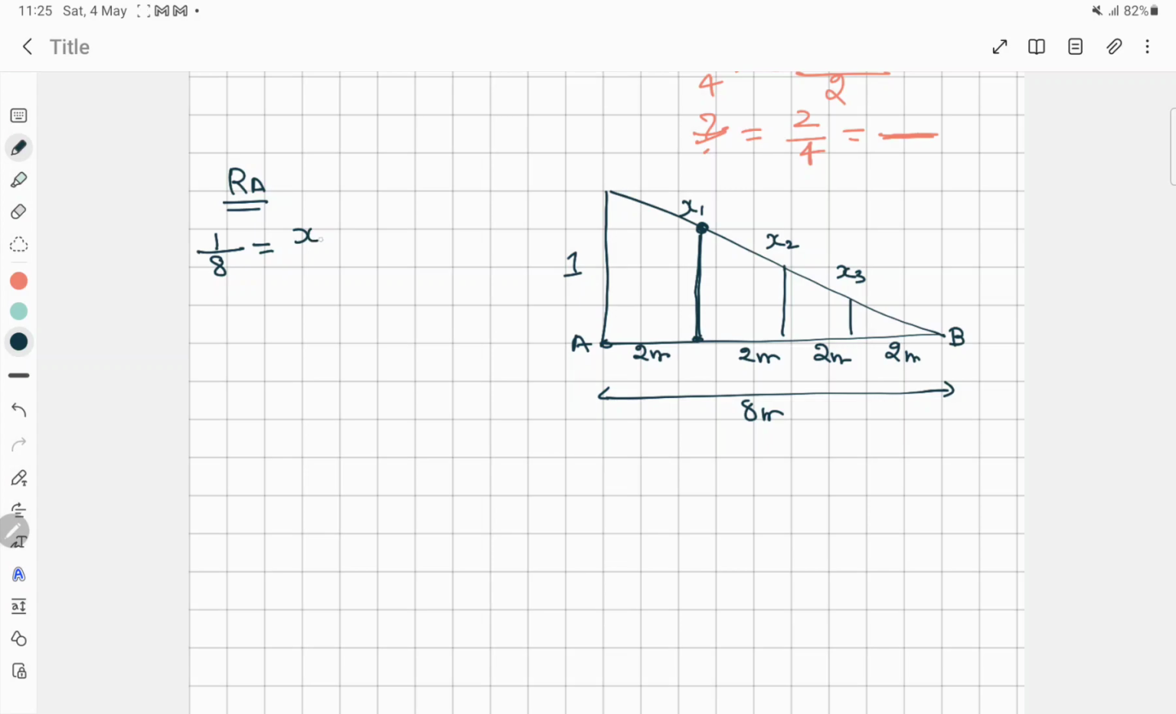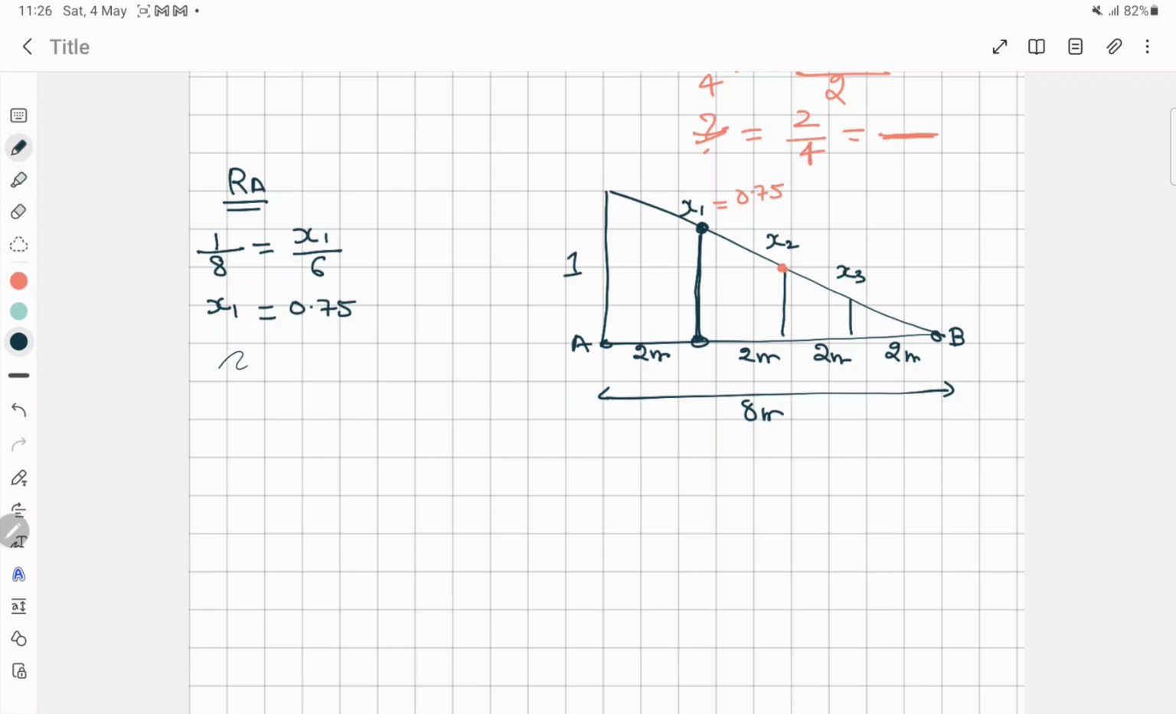This triangle is x1 divided by, from here to here the distance is 6. Now from here we will get the value of x1 is equal to 0.75. So here the value of x1 is 0.75. Likewise, we have to find it for this point also.